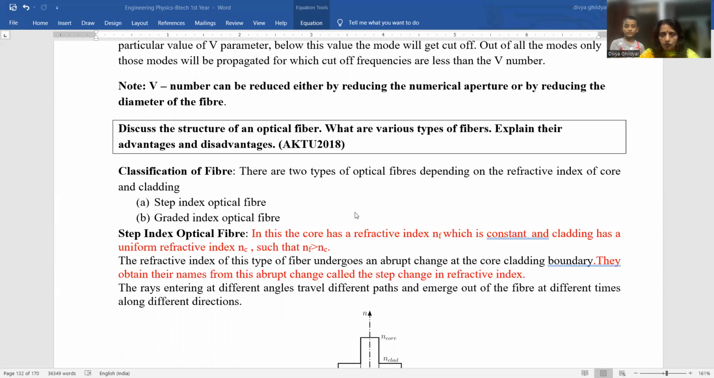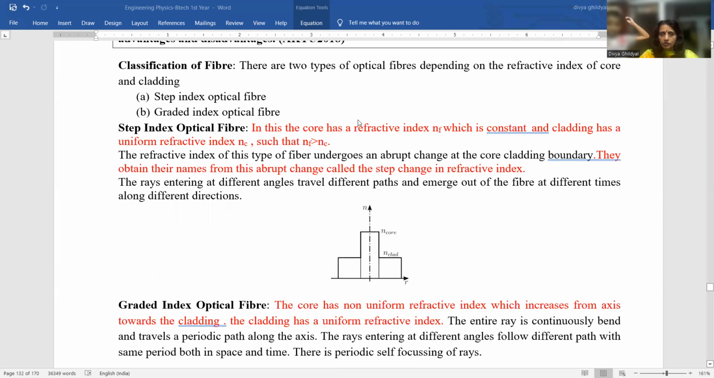So there are two types of optical fibers depending upon the refractive index of core and cladding, because this refractive index is responsible for all the formulas I have told you: numerical aperture, acceptance angle, V number, all are depending upon the refractive index. So the step index optical fiber or the graded index optical fiber. The name step has just been given from the usual English word step. That is, the steps we go one by one, and graded according to the refractive index.